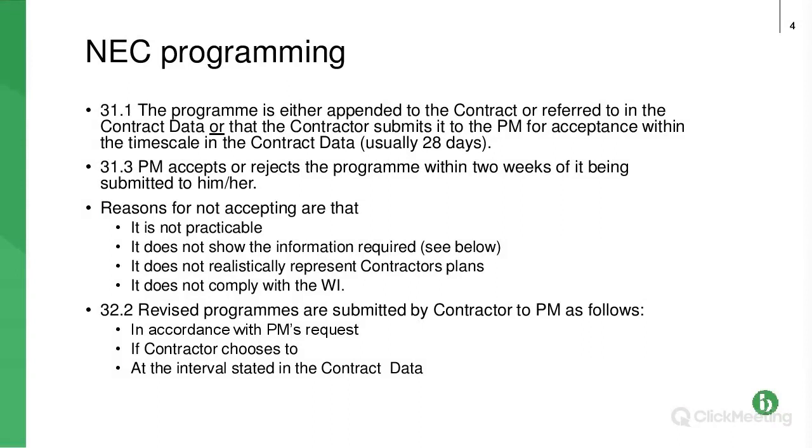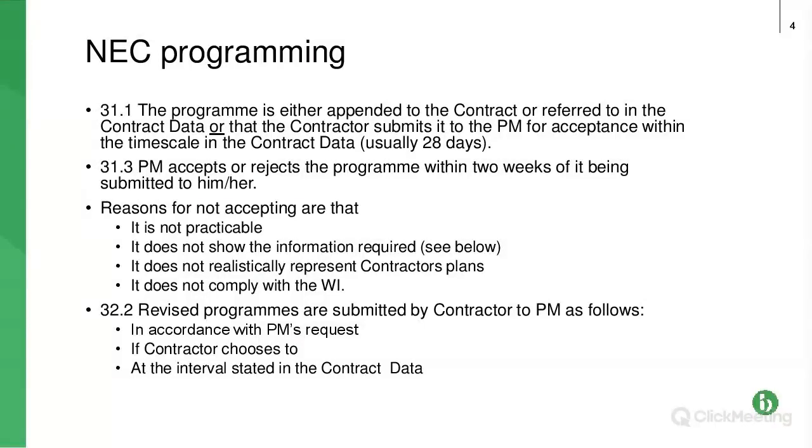So, for example, the third one, it doesn't realistically represent the contractor's plans. The last one, it doesn't comply with the works information or the scope. So, there's a whole raft of reasons there. And I have seen projects where, I think one of the first NEC disputes that I had that went to court, they spent the whole of the contract period arguing about the programme and whether it should be accepted or not. So they never actually agreed the first programme, which caused real issues.